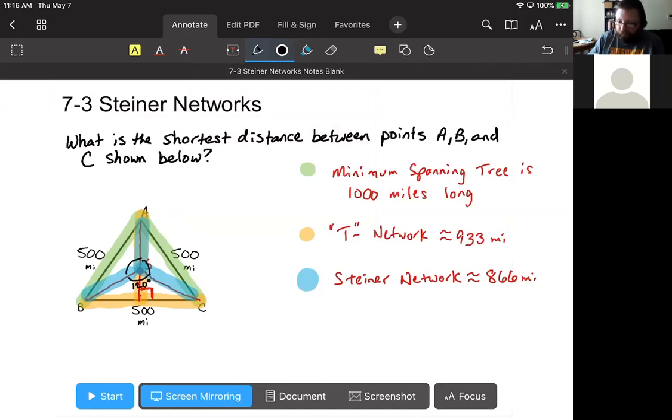So using some math, we can figure out the length of one of these legs. Okay, you can run the law of cosines. We can figure out the length of that leg because we know the 120 degree angle. We know the 500, and we know that the other two sides are the same length in this case. Now they're not always the same length, but they are in this case. Okay, so we can run some math. We can figure out that that network is 866 miles, and in fact, this is the shortest distance between those 3 points.